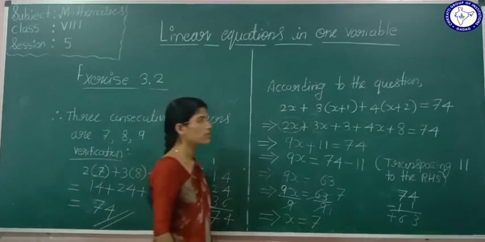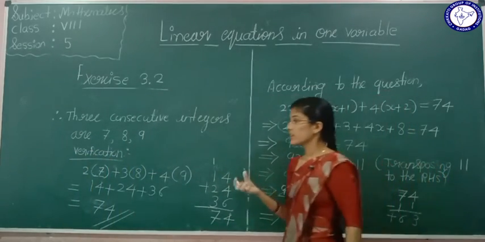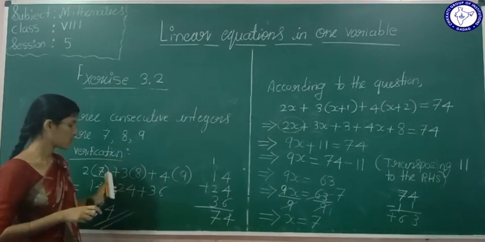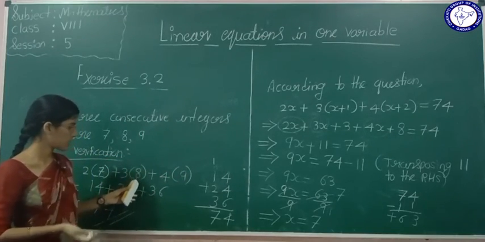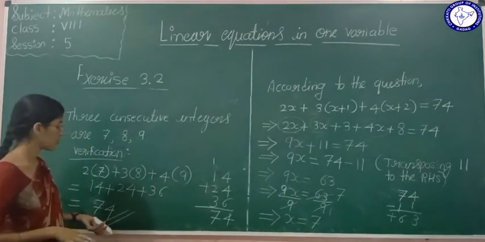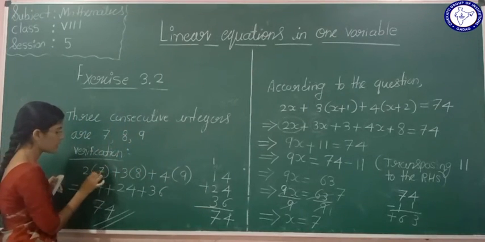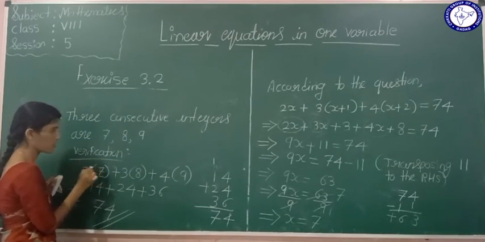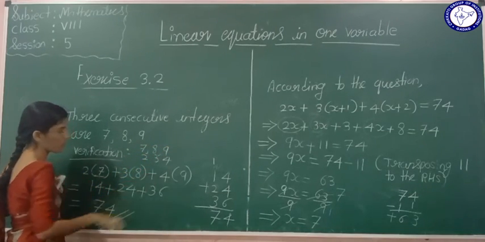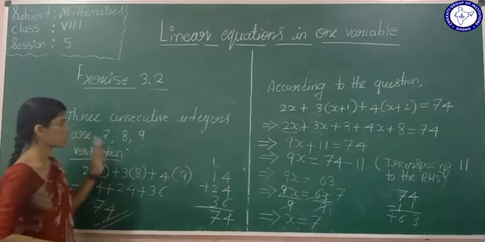They have given the same thing, no? What did they tell? If you multiply 2 for the first consecutive integer, 3 for the second integer and 4 for the third integer, their addition is going to be 74. How are we going to multiply? Following the increasing order. For 7, 8, 9, we are multiplying 2, 3, 4. The addition gives 74. Which are those integers? 7, 8 and 9.